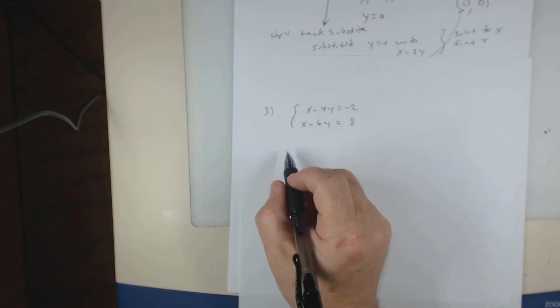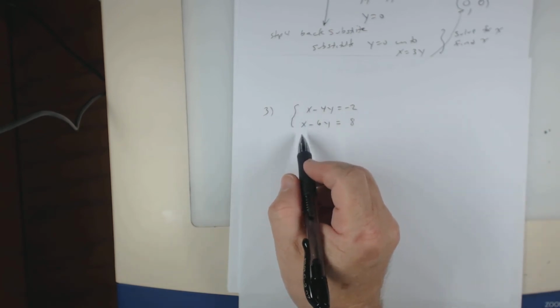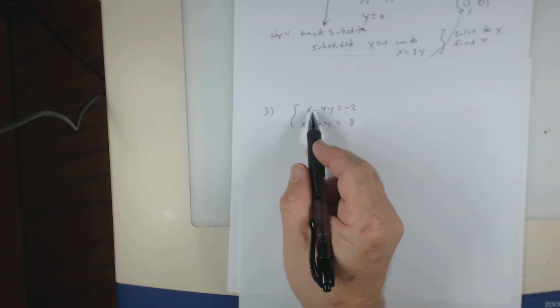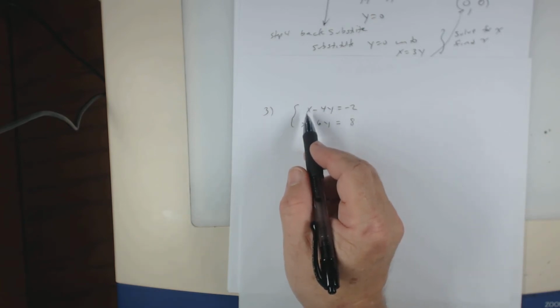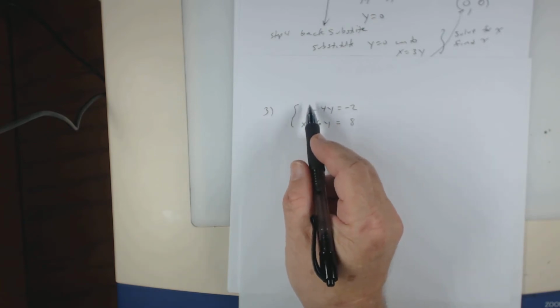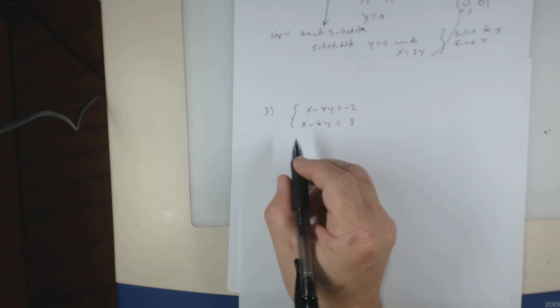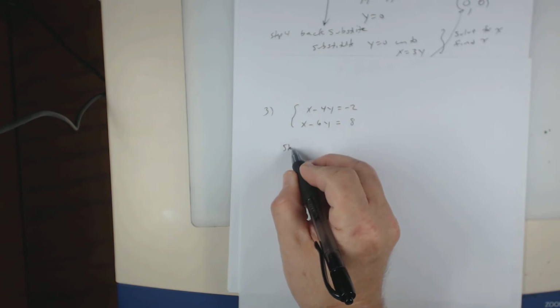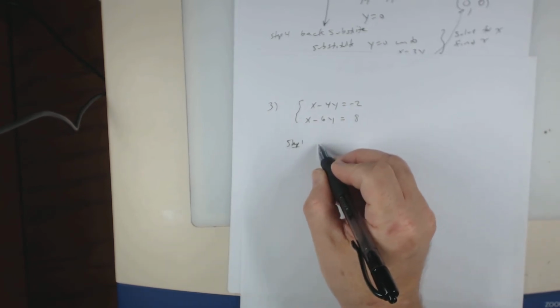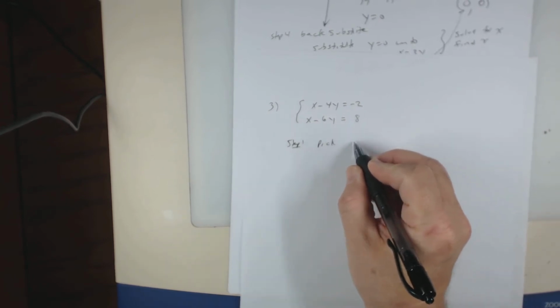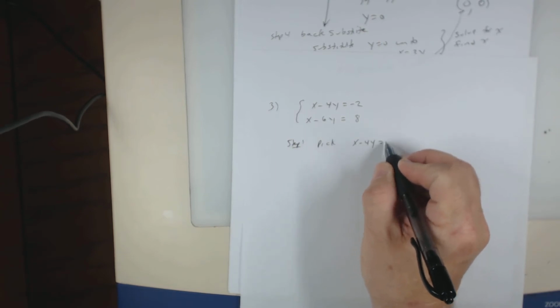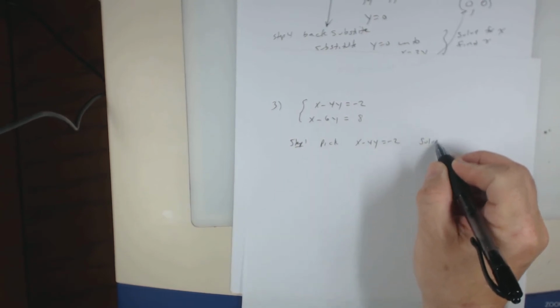Which equation do you want to choose? Does it matter? No, either one. If I choose this one, it's easy to get what variable by itself? x. If I choose this one, it's also easy to get what variable by itself? x. So I'm just going to go ahead and use the first one. And then solve for what letter? What variable?